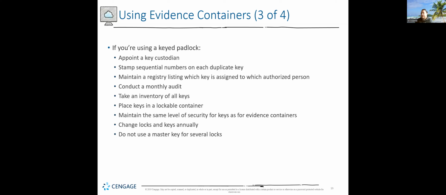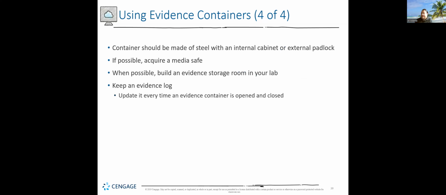Do not use a master key for several locks. Don't use the same master key for anything when it comes to evidence. That's just what it is. And the last slide, for evidence containers: containers should be made of steel with an internal cabinet or external padlock. If possible, acquire a media safe. Those are freaking cool if you can get one.